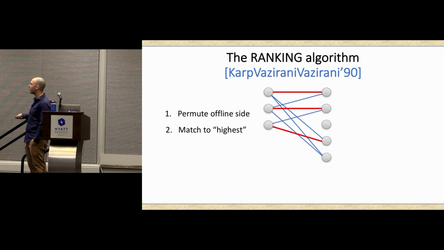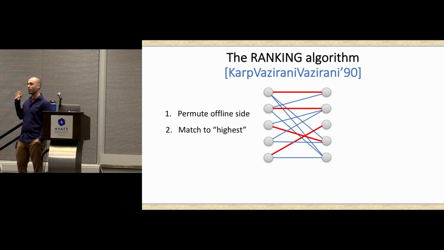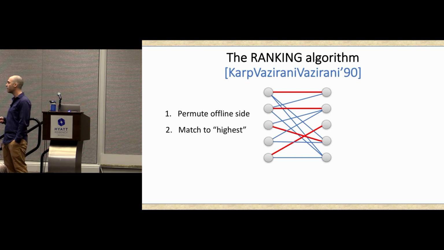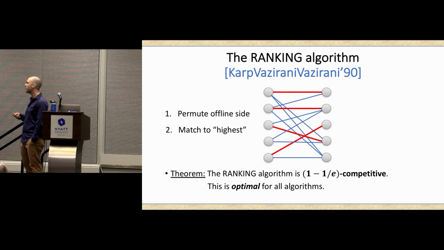So maybe this is some run of this algorithm after we've already computed this permutation. As I said, this is basically just the greedy algorithm, albeit with a randomized tie-breaking rule. So it's at least 1/2 competitive. How much better than 1/2 is it? Well, as KVV showed, this algorithm is 1 - 1/e competitive. And this is optimal for all online algorithms. So they've completely solved this problem.